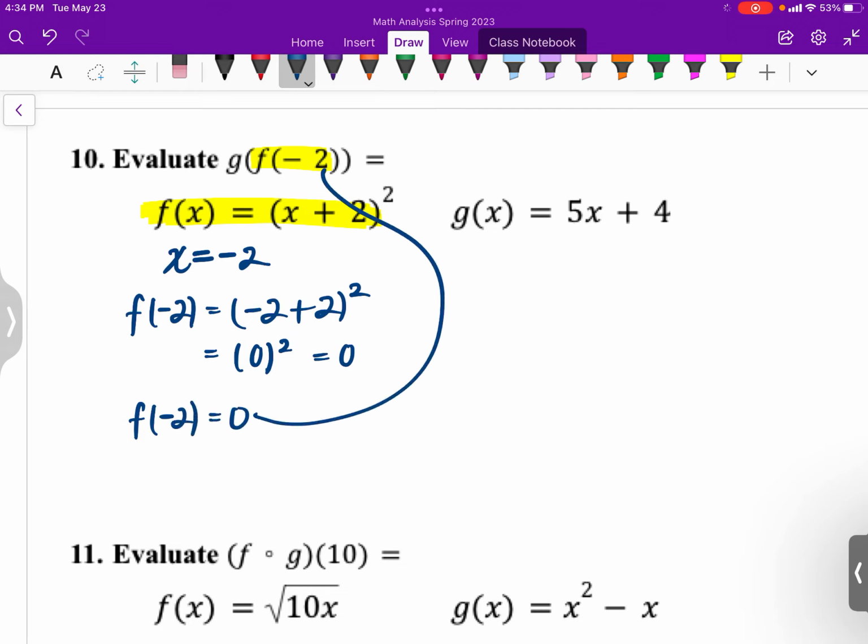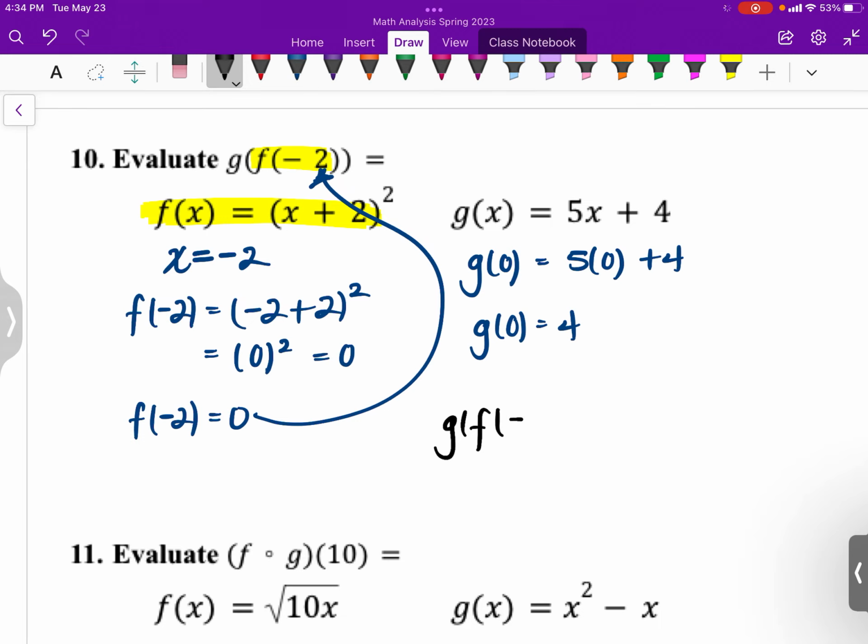So this value is now what we're substituting in for g. So g in this case is now going to be g of 0. That's going to be 5 times 0 plus 4, and g of 0 would equal 4. So the function g of f of -2 is equal to 4. And that would be our answer. All right.